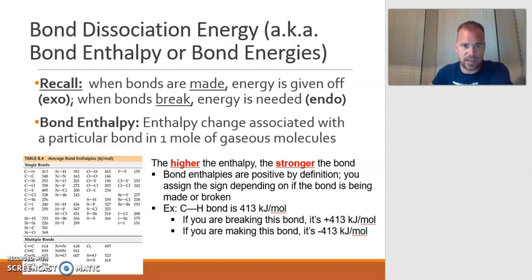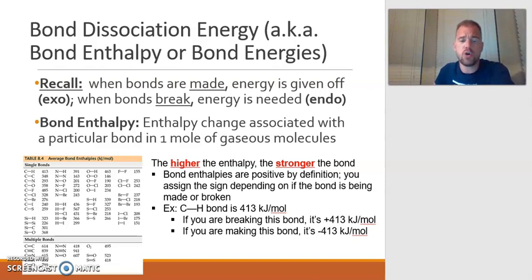Now, I understand that this image that I have on the screen is pretty small. You probably can't see that. Maybe you can, I don't know. But if you were to just Google bond enthalpy and then do a Google image search, you would get a lot of different tables that look just like this. So you could do that if you wanted to. But essentially what this table is showing is various bonds and their bond energies.